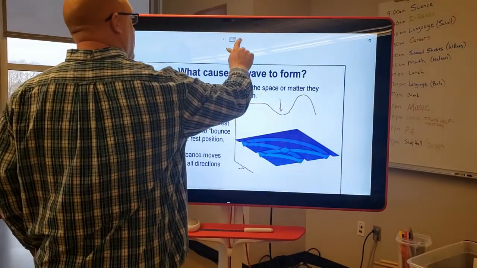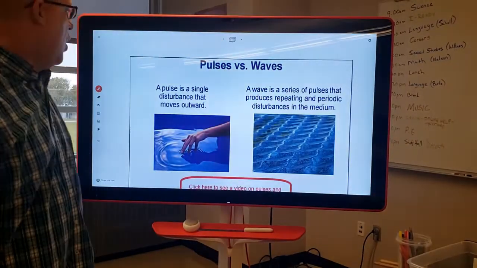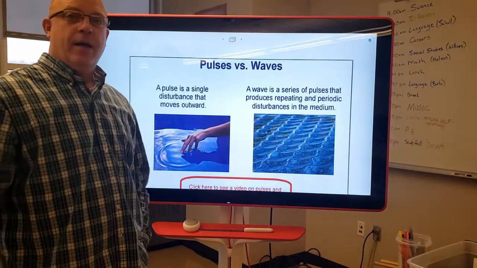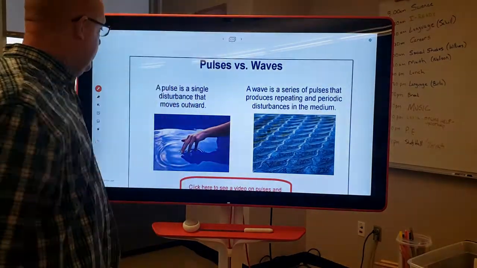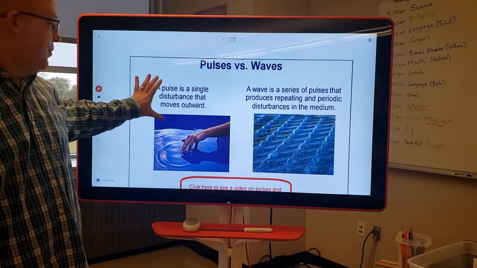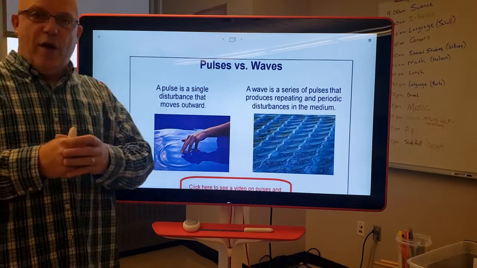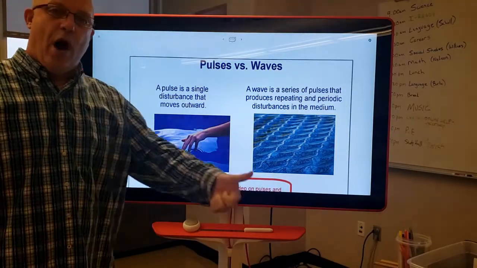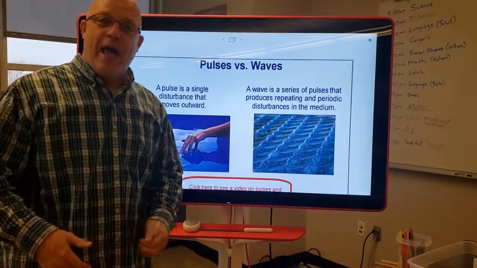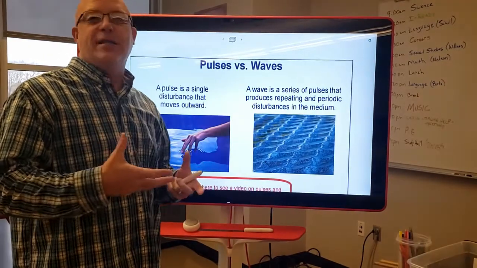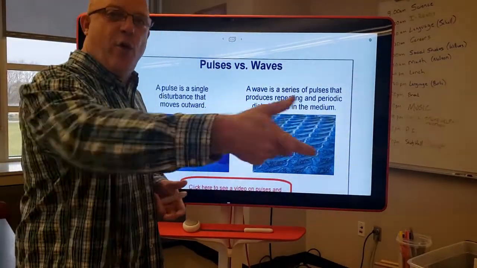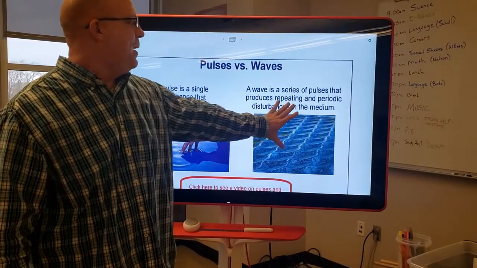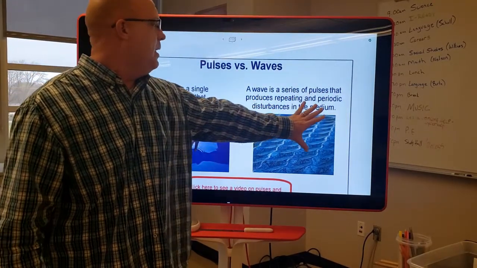And this is what we're talking about. What's the difference between a pulse and a wave? Well, a pulse is a single disturbance, and you have one ring that moves out. All right? One rock. Now, if I want to make a wave, I have to have like 300 rocks in my hand, and I have to keep throwing them into the water. It is a series of pulses that produces a repeating and periodic disturbance in the medium.